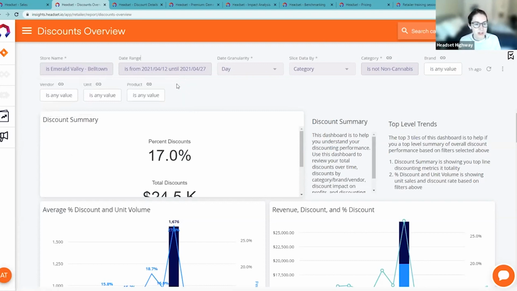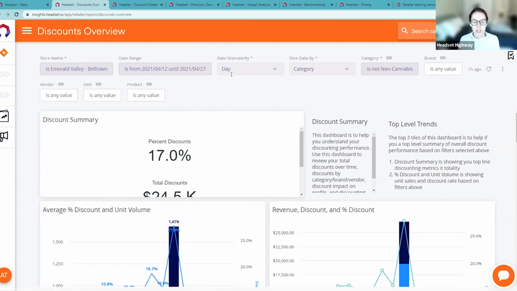The date range, so you'll notice that I have 4/12/2021 to 4/27/2021. I chose the is in the range operator here, and then I just chose the inclusive dates of 4/12 to 4/27. So that's going to be the week prior to 4/20 as well as the week of 4/20. So we can look at those controlled variables that I talked about earlier.